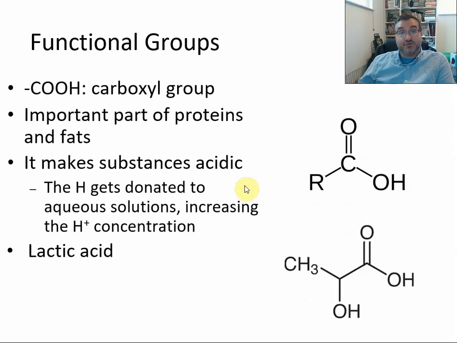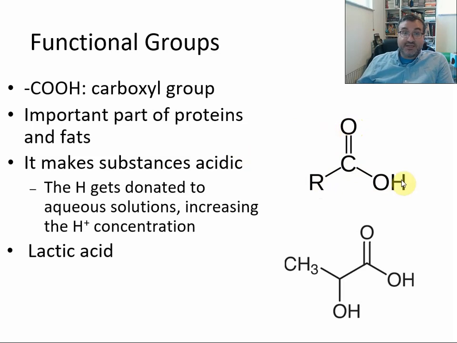The next functional group is called the carboxyl group. It's a carbon double bonded to an oxygen here and bonded to an oxygen that's also bonded to a hydrogen over there. The other of the four covalent bonds of the carbon goes to something represented with an R group. Carboxyl groups are important parts of proteins and fats. The carboxyl group will make the substance more acidic.